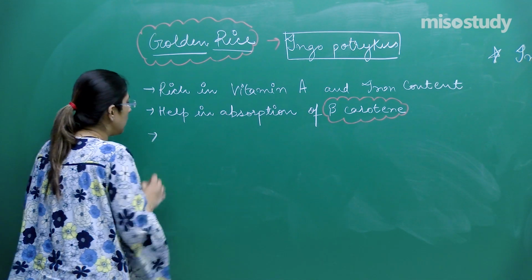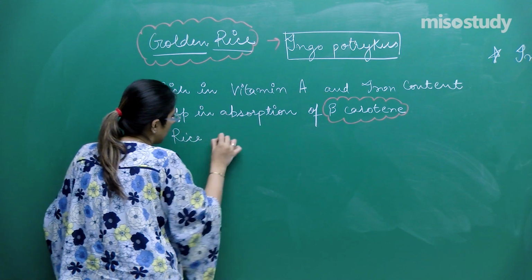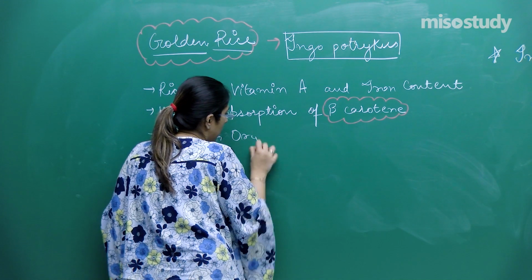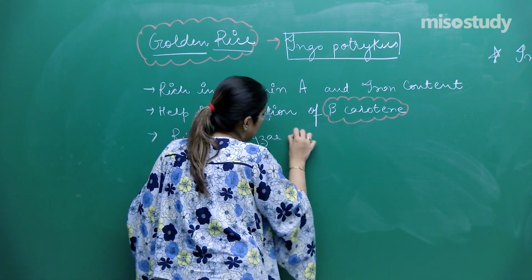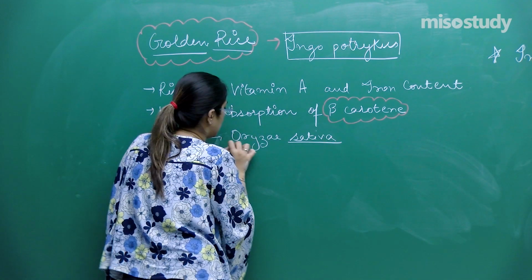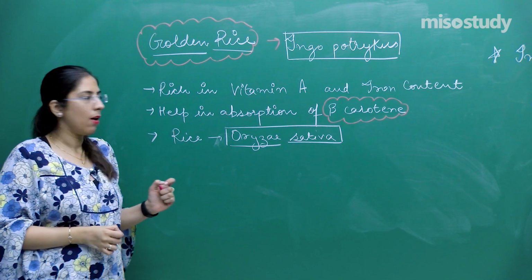So rice, we all know rice is Oryza sativa. Oryza sativa, right? This is Oryza sativa.